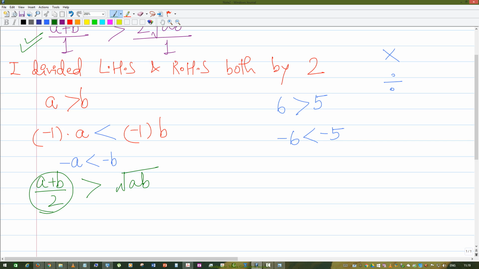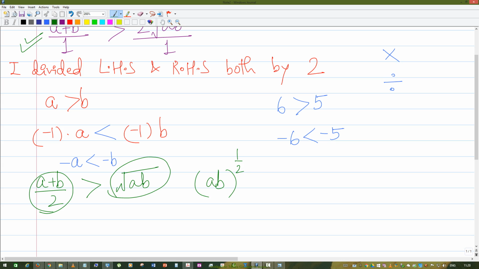This is the arithmetic mean of two numbers. This is the geometric mean of two numbers. Hence, we have proved that the arithmetic mean is greater than geometric mean. So a plus b upon 2, which is the arithmetic mean, is greater than square root of ab, which is the geometric mean, or we can write ab raised to the power half.